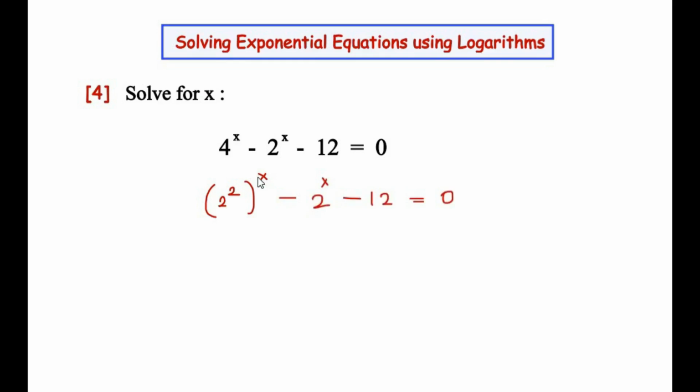Now here I am going to exchange the places of 2 and x and write it as 2 to the power of x, all raised to the power of 2, minus 2 to the power of x, minus 12 equal to 0. We can do this because this is just multiplication of the powers. So we have exchanged the places of x and 2 and written it this way.